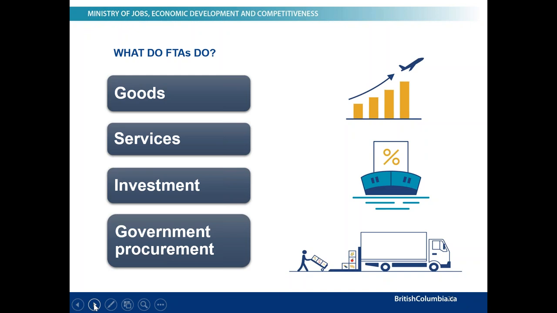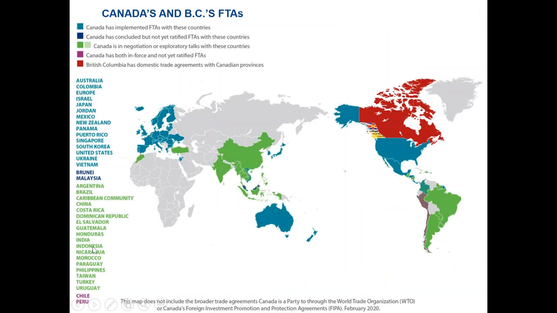So moving to the next slide, you might have noticed that in the current state of trade, there is increased protectionism and trade tensions that might sometimes create uncertainty in trade. The good news is that Canada has been busy securing preferential access for Canadian goods and services throughout a network of free trade agreements.